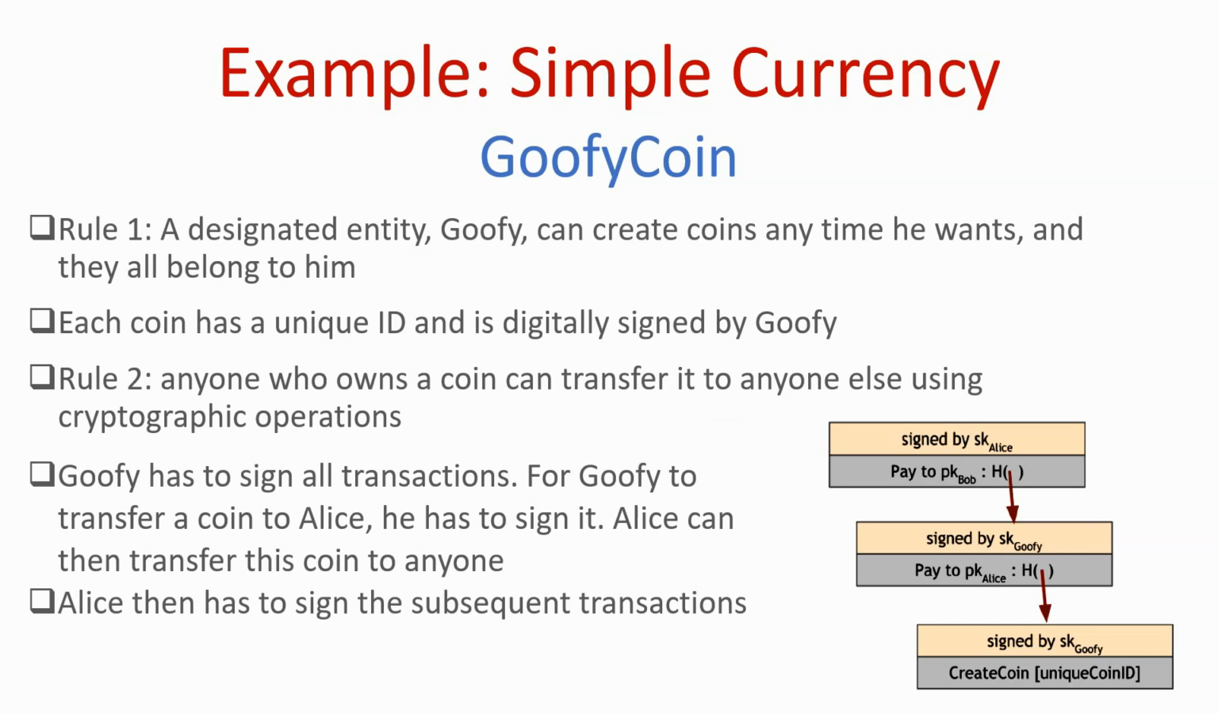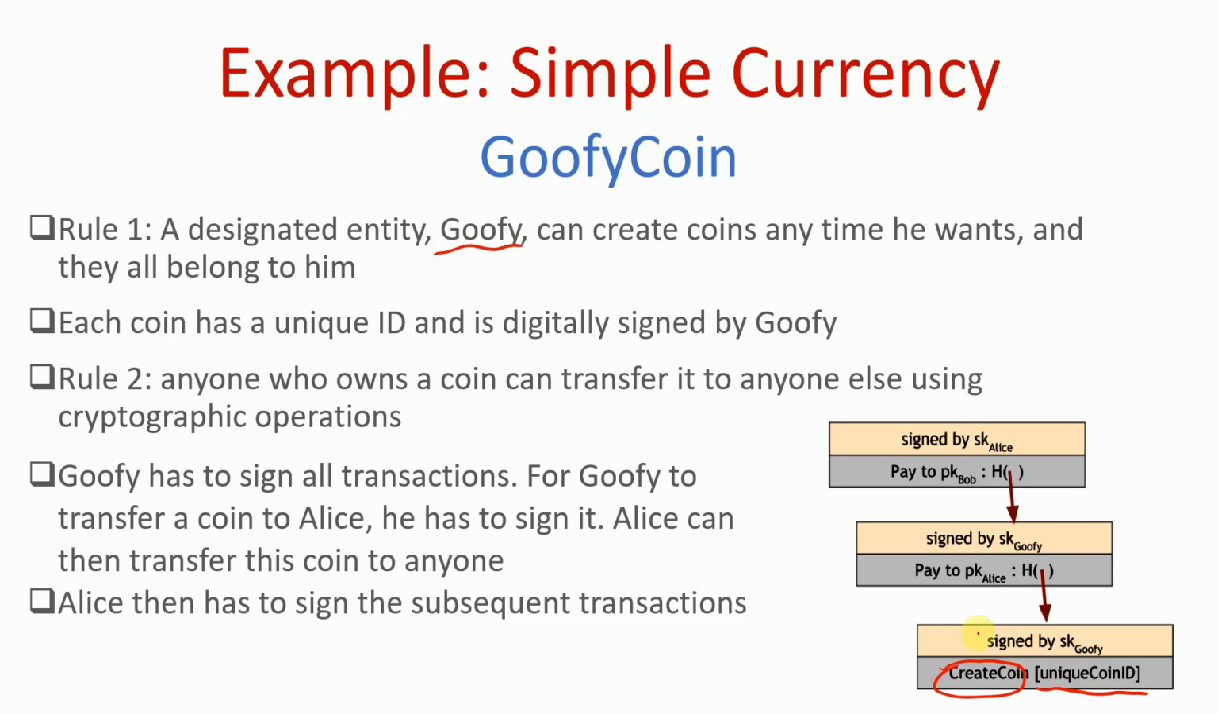Now we will start with a simple currency that is called Goofy Coin. In Goofy Coin, you have a designated entity called Goofy, and this is the only person in the system who is allowed to create coins. So they are allowed to create coins at any time they want. So when Goofy wants to create a coin, they invoke a function that is called create coin, and which gives this coin a unique ID.